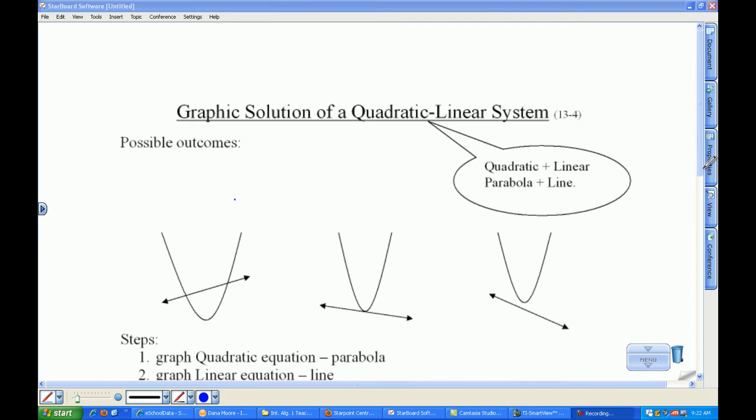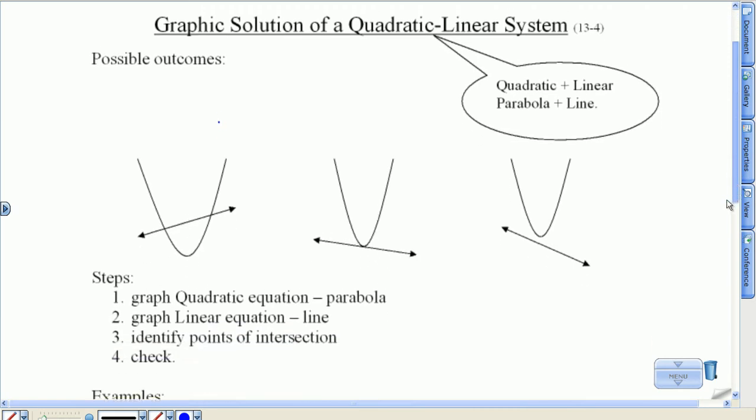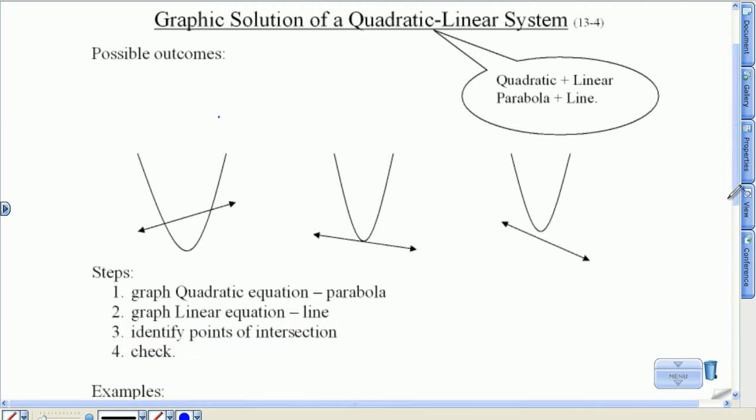Today we are going to solve graphically a system of equations that includes a quadratic, so a parabola, and also a straight line. Now you may recall back in chapter 10 we graphed systems of equations that only included straight lines. So we're going to take our new type of graph, our parabola, and we are going to either intersect it with a line, or if you take a look at this table here, we have three real possibilities.